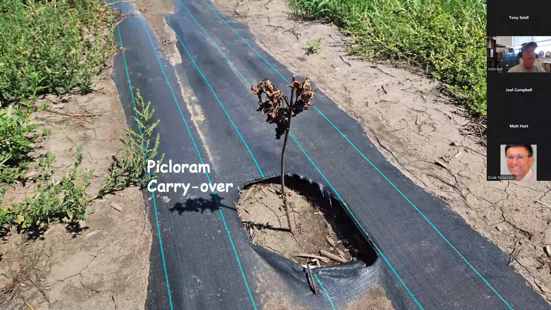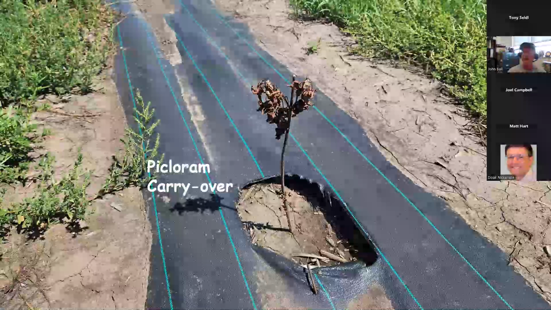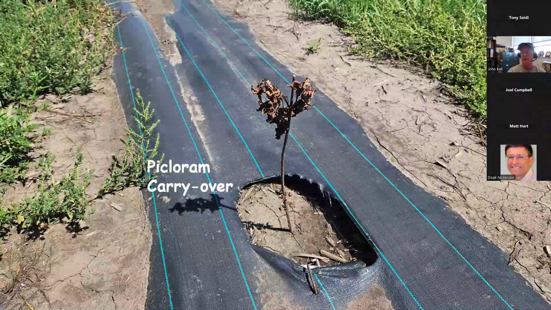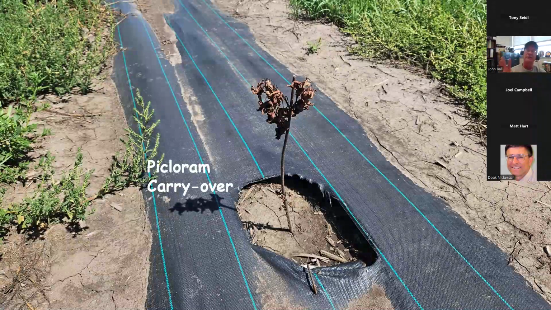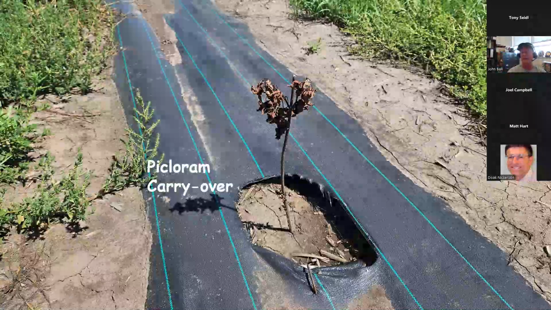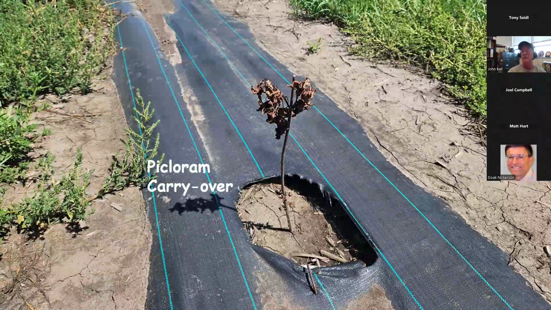Every plant was dead, and I looked and I said, what was used last year? And they'd used picloram, Tordon. Pretty good burn for thistles, but it will persist in the soil for up to 3 years, depending on soil conditions. And our new guide will go over that.